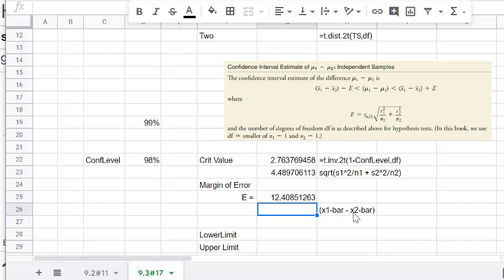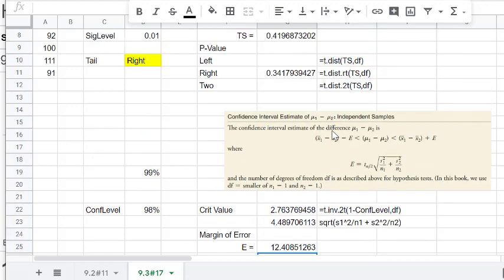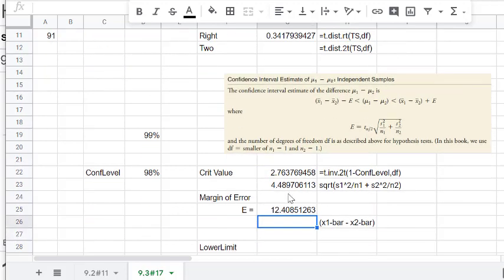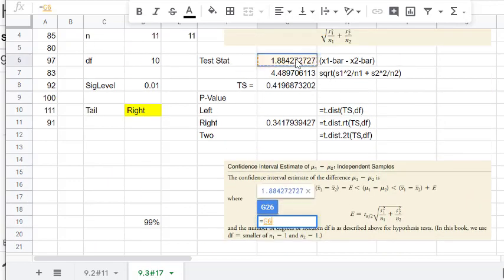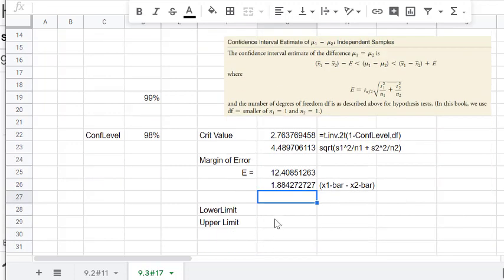We need to figure out what x1 bar minus x2 bar is to construct our confidence interval. But we have that calculation up here also. So while I'm in the cell, I'll say equals, and then I'll just click on that x1 bar minus x2 bar calculation that we did earlier. And so now to find the confidence interval, we're going to add and subtract these two values. So the lower limit is going to be the x1 bar minus x2 bar minus the margin of error. And then the next one is going to be the x1 bar minus x2 bar plus the margin of error. And we got from negative 10.5 to 14.29.